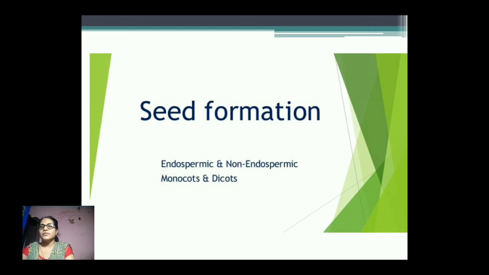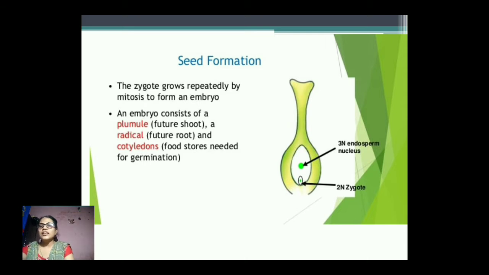Seed is of two types, endospermic and non-endospermic. Endospermic seed is also known as monocot seed, and non-endospermic seed is also known as dicot seed. Then seed formation. The zygote grows repeatedly by mitosis to form an embryo, and the embryo consists of two parts. One is known as plumule and another is radicle. Plumule gives rise to the future shoot and radicle gives the future root. And cotyledons store food for germination.